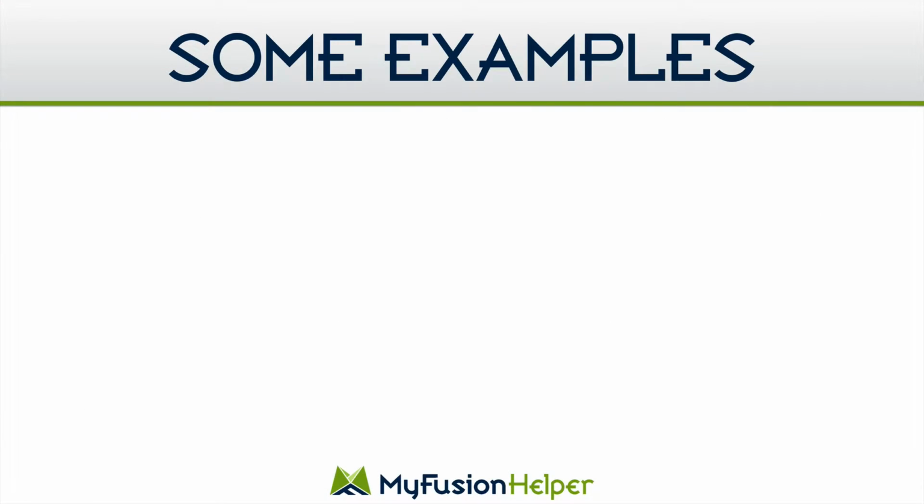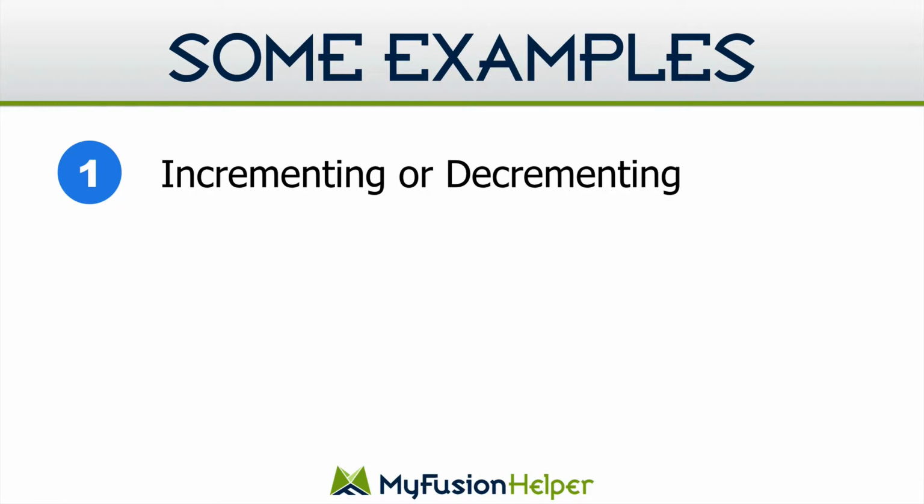All right, so we talked about how to set it up. Let's talk about some different use cases and examples when you might use this. Incrementing or decrementing a counter is probably the single most common usage for the Mathit helper. There's lots of different scenarios, especially with membership sites where you want to be able to increment or decrement a counter.